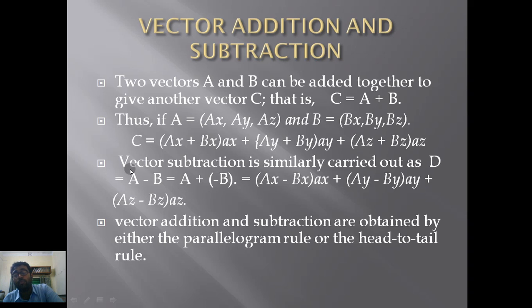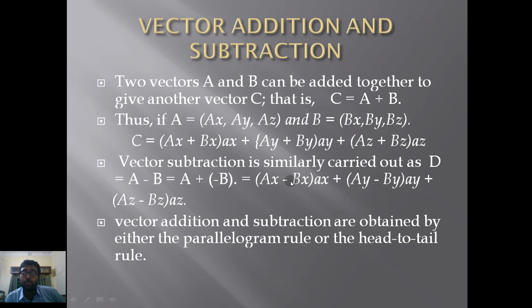Now the same operation can be performed for vector subtraction. Vector subtraction is similarly carried out as D equals A minus B, and the same way of operation can be performed here. What we will do is subtract the components.